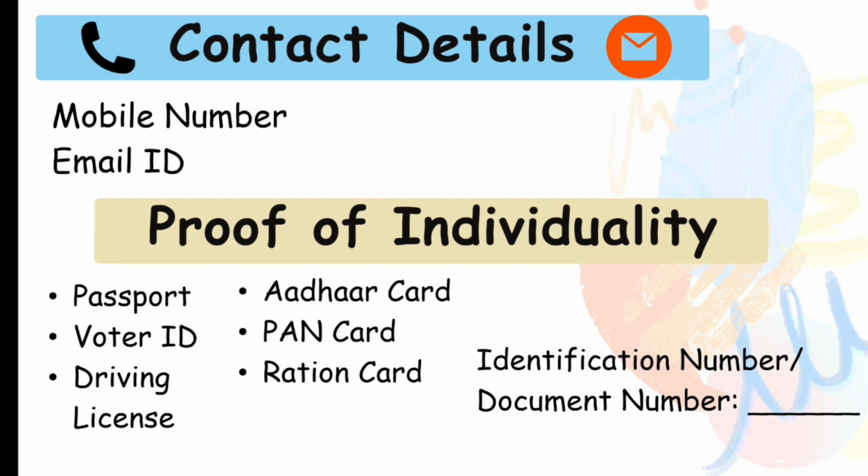You can give your contact details, whichever mobile number you are currently using, you can give that particular mobile number. And then your email address, whichever you are using currently, make sure that you give that. Then the proof of individuality, any 2 proofs with you, either your Aadhaar or PAN or your ration card or your voter ID or your driving license. Make sure that you take any 2 proofs with you. And as you are comfortable with the Aadhaar card, you can just tick the checkbox given there, and you can give the Aadhaar number below.